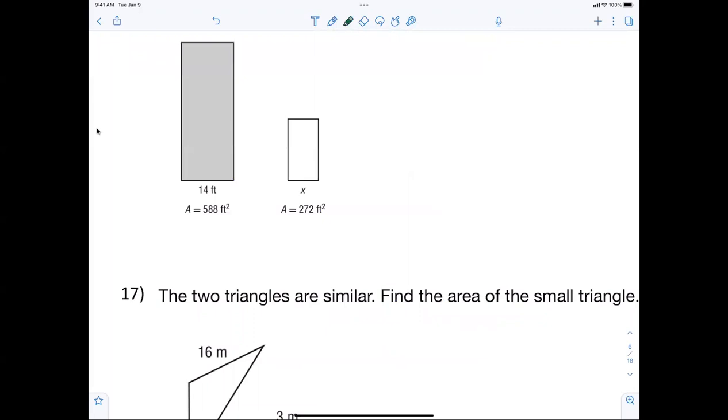Okay, so now we're just working backwards. What is the ratio of the areas? Someone tell me what the ratio of the areas is. So take 588 and divide it by 272. What is that?